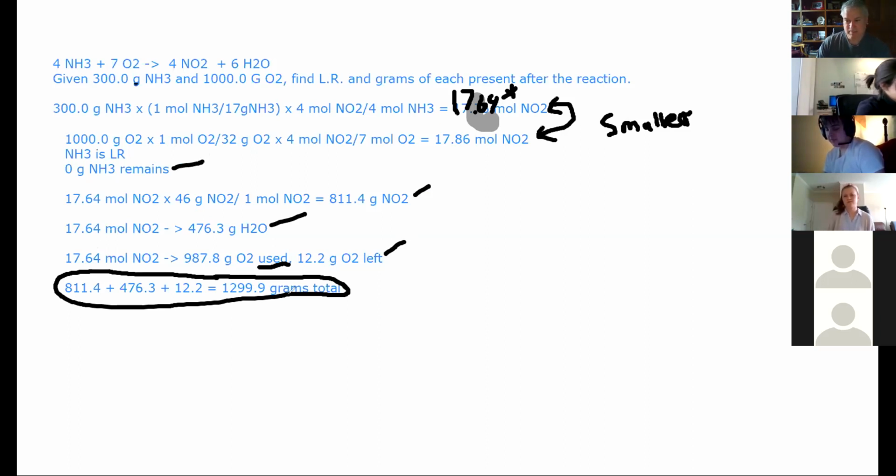How'd you guys do on this problem? Good? Decent? Okay, good. I just messed up at the end of it. You said you had 1288? Yeah, that probably accounts for that. So anyway, there's another example of a limiting reagent problem. You guys need to be working on these on Newton, hopefully.